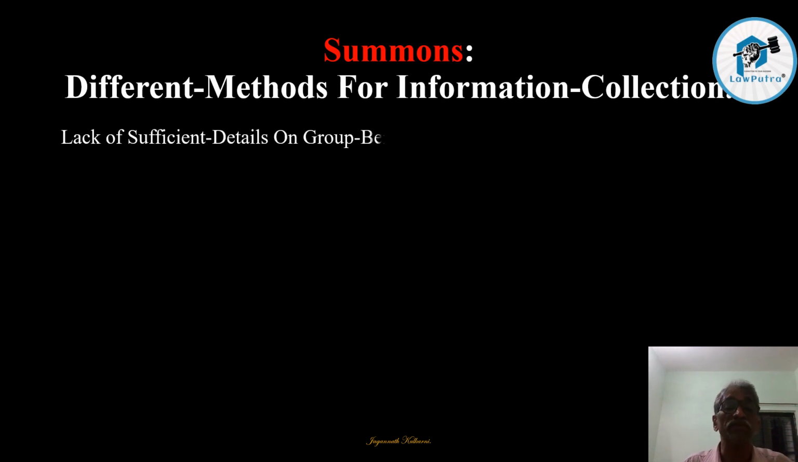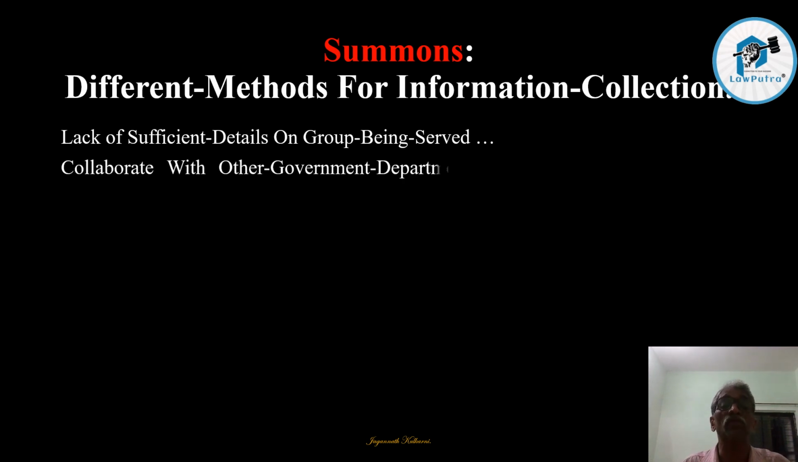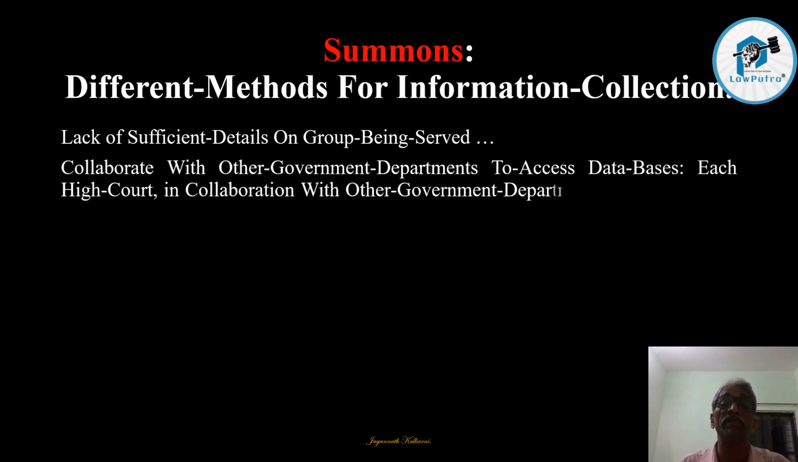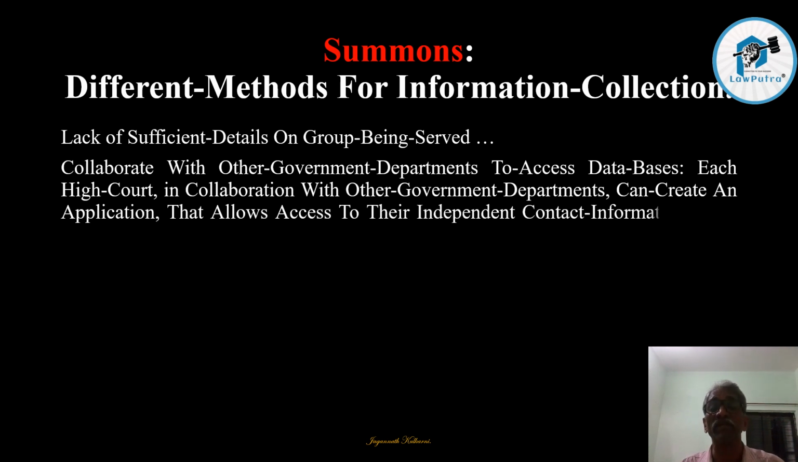Different methods for information collection. This is one of the areas where we need to collect information, and there is a lack of sufficient details on the group being served. We need to collaborate with other government departments to access their databases, and each High Court in collaboration with other government departments can create an application that allows access to their independent contact information databases.